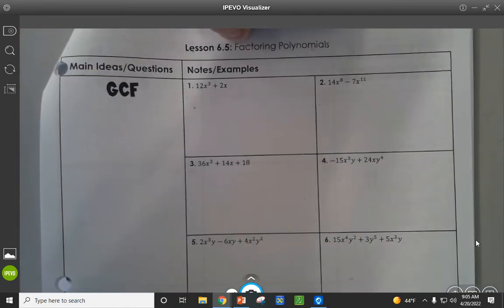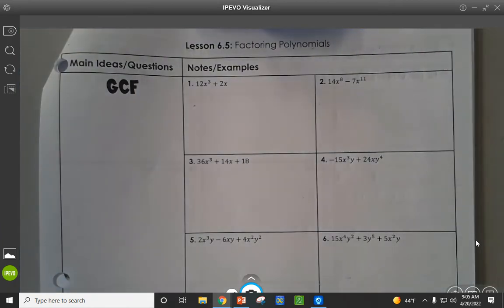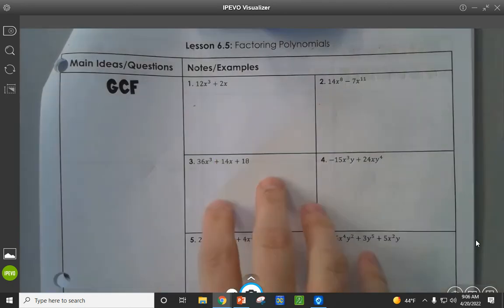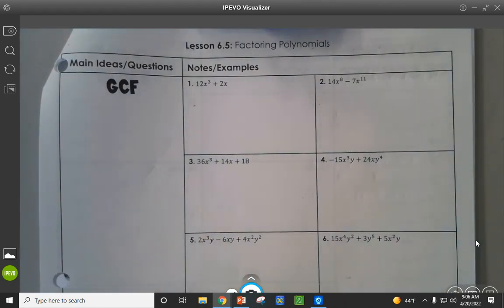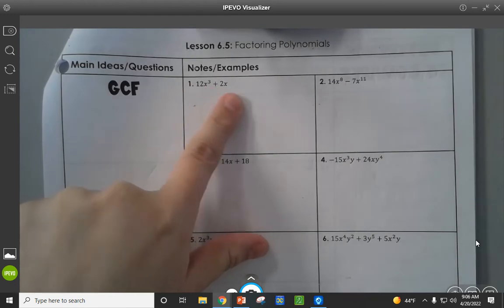So 6.5 is on factoring. We've done a little bit of factoring strictly in the quadratics unit, but we're going to look at some new types of factoring and some different ways to factor. And the first thing that we need to do is to get some practice factoring by GCF. What is a GCF? Greatest common factor. So we want to know the biggest thing that we can divide each of those by.